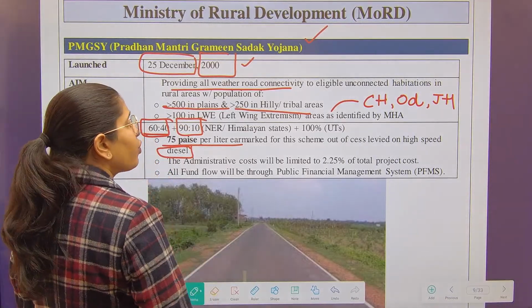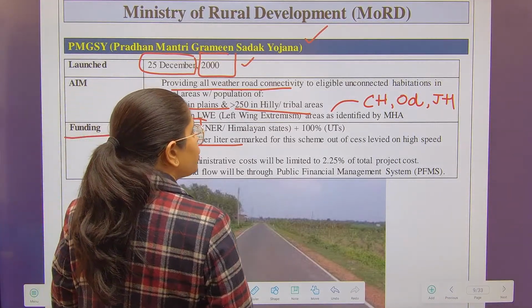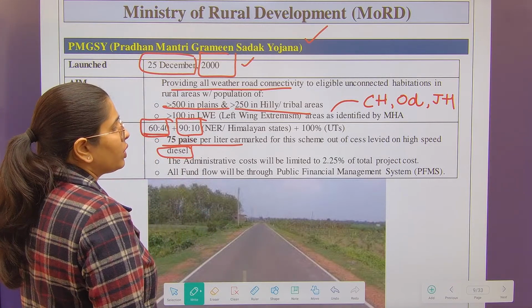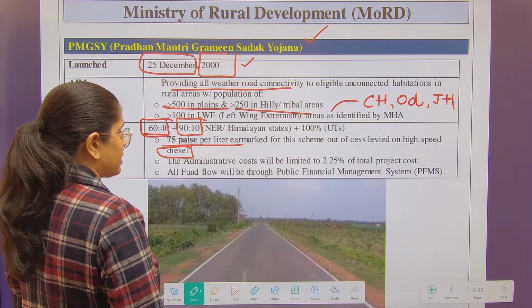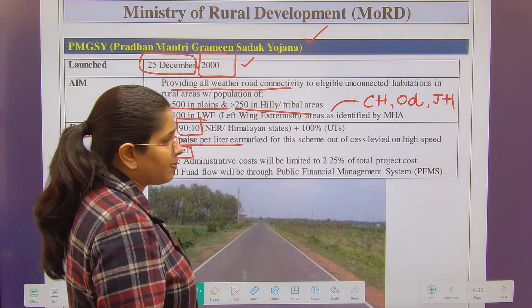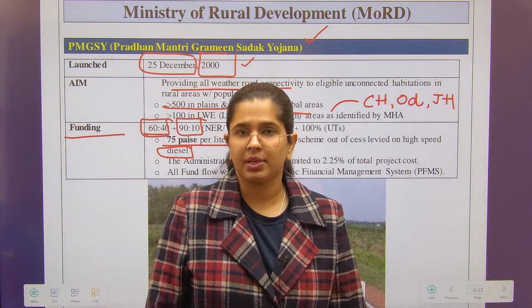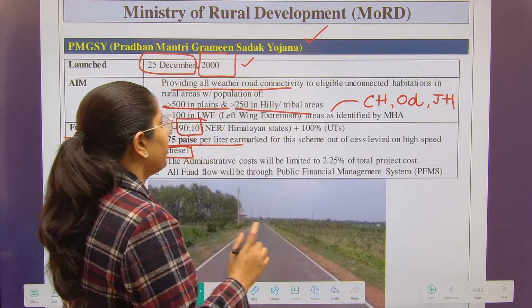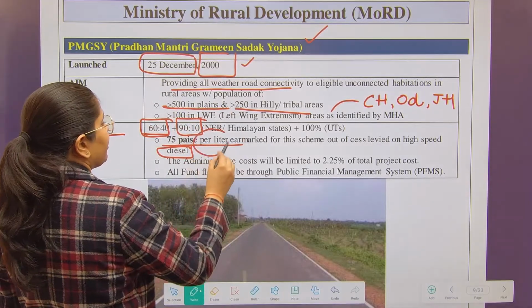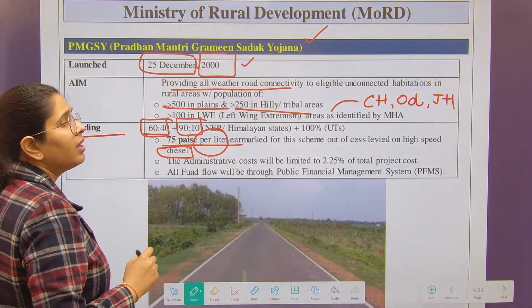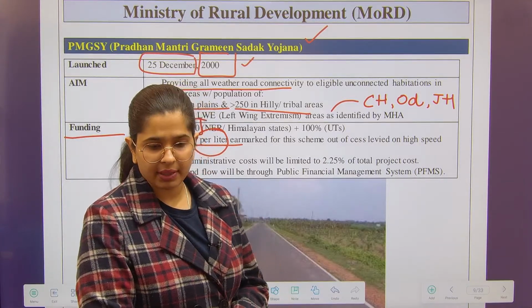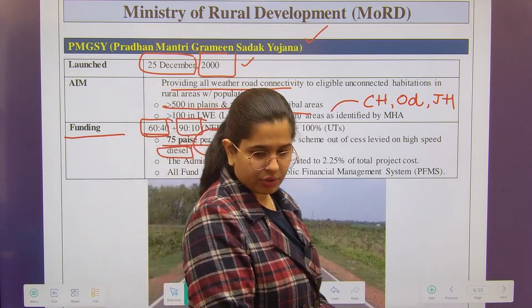The administrative cost will be limited to 2.25% of total project cost. All fund flow will be through the Public Financial Management System. This is a system which has been created by the Ministry of Finance. So this all part is related to the funding. Every litre that we purchase, 75 paisa on every litre is a cess that goes for the construction of Pradhan Mantri Gram Sadak Yojana.